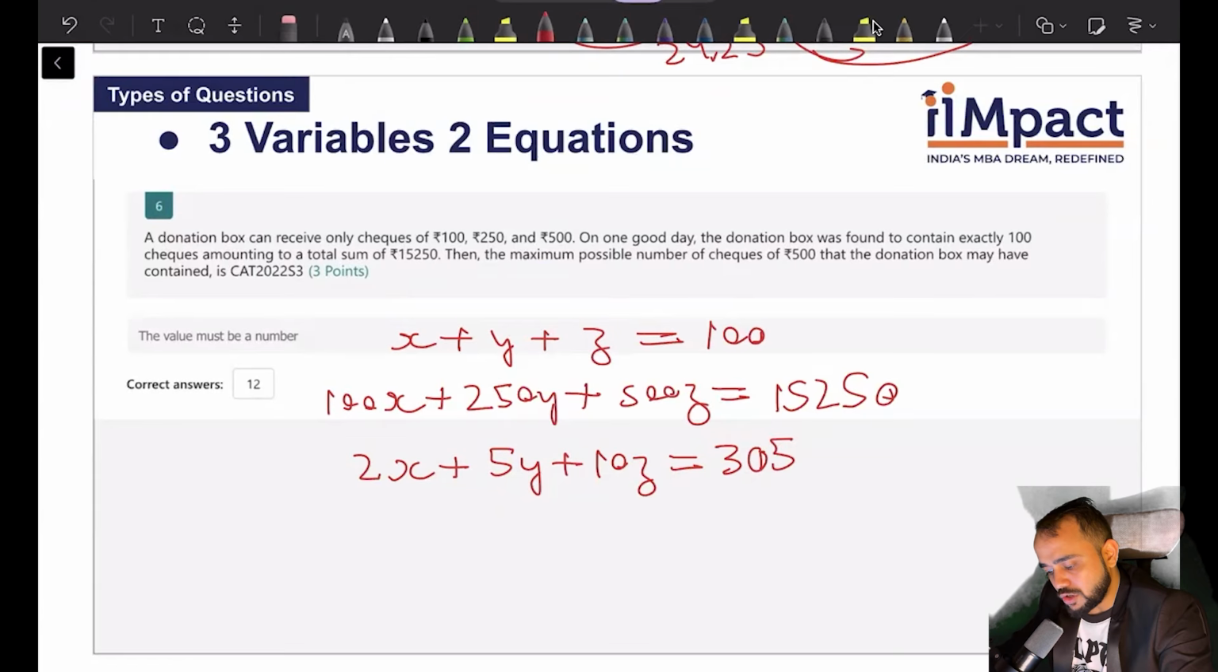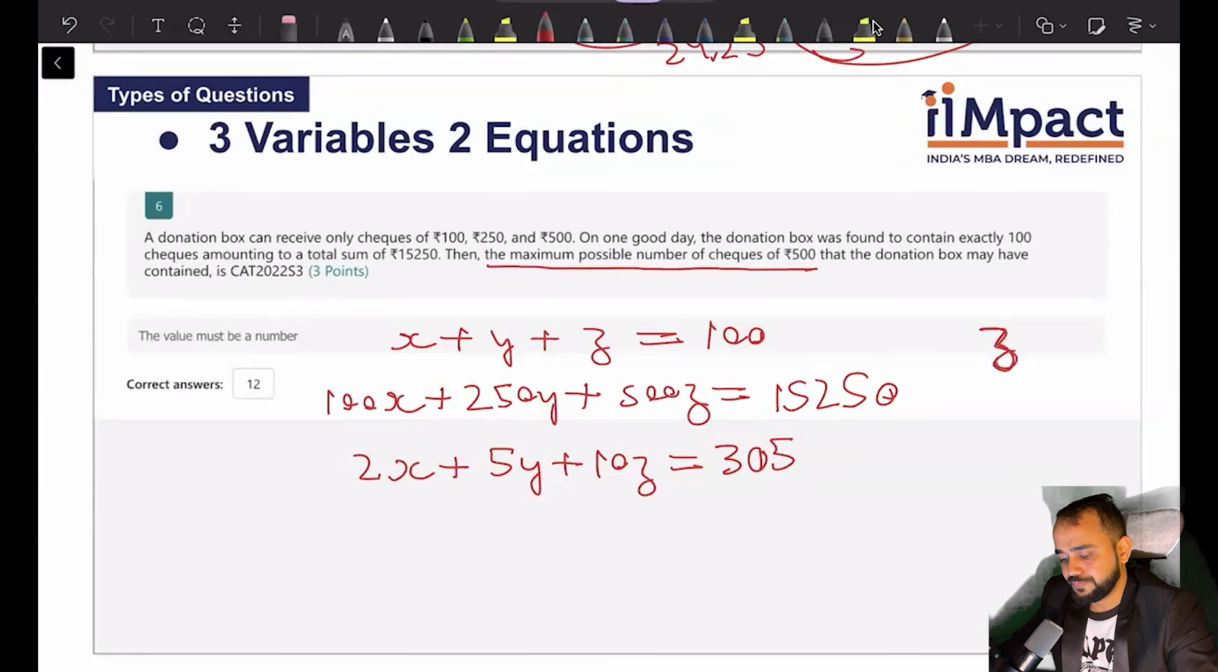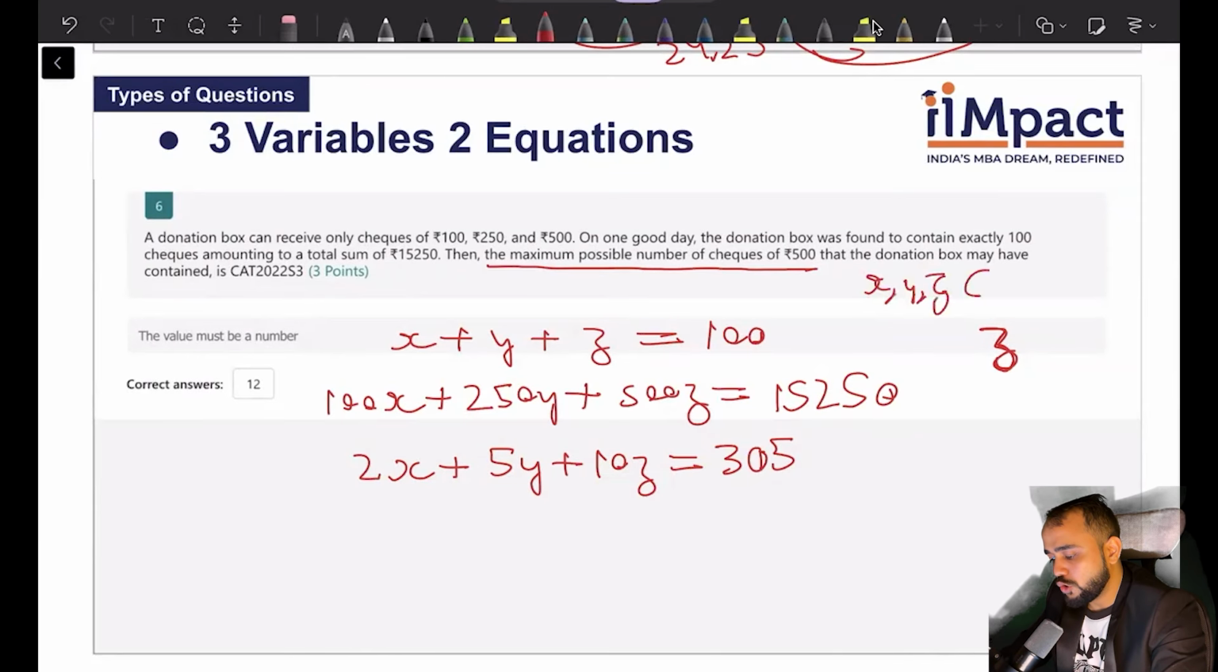The question asks for the maximum possible number of checks of 500 that the donation box may have contained. So I want to find the maximum value of z. Now, do you already know that x, y, and z are going to be integers? They are going to be non-negative integers. So that is the only constraint that is given to me. They belong to whole numbers. They can be 0 or positive integers.